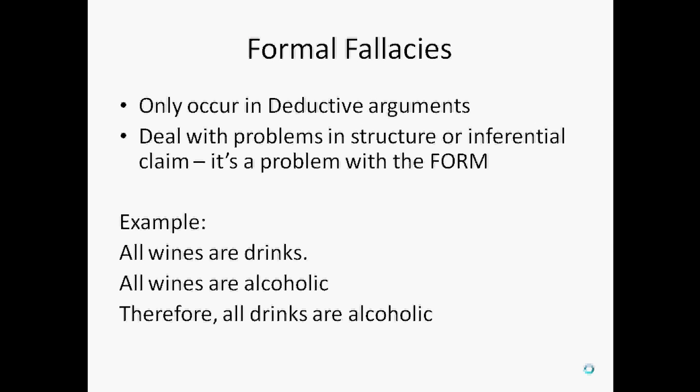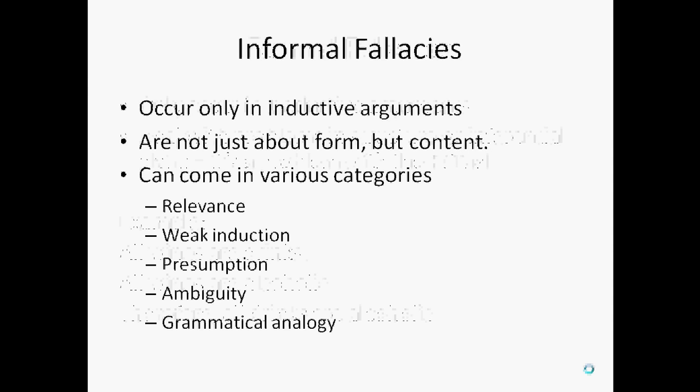An example is: all wines are drinks, all wines are alcoholic, therefore all drinks are alcoholic. This one's pretty clear that the conclusion isn't true and the premises are, but sometimes you get one where it's not so clear. Just because all wines are drinks and all wines are alcoholic doesn't mean that all drinks fall within the greater category of alcoholic. So that's a formal problem. It's the way it's set up. It appears to be valid, but it's not.